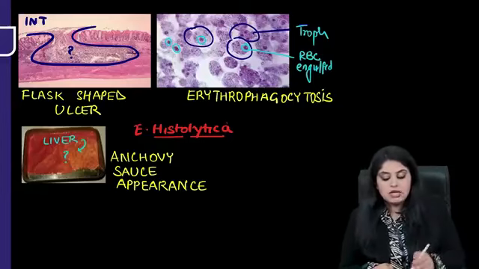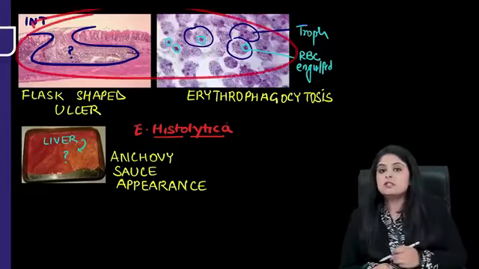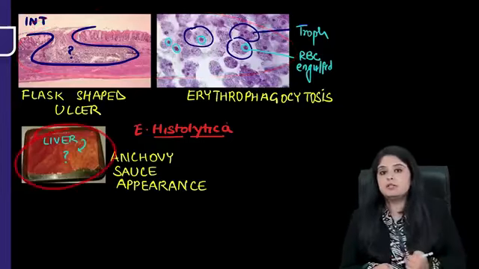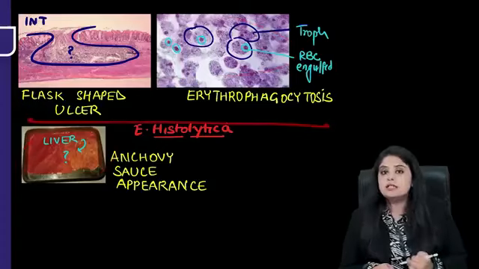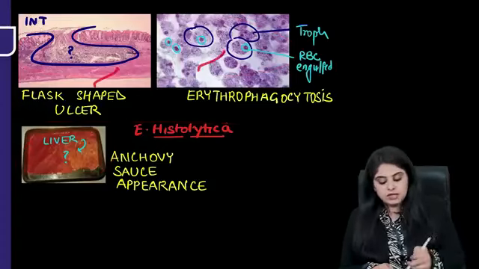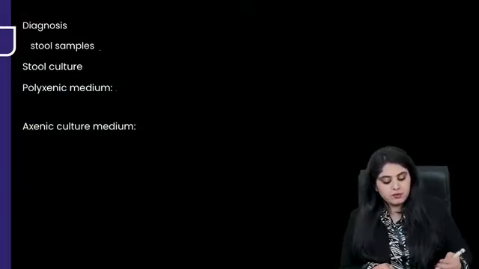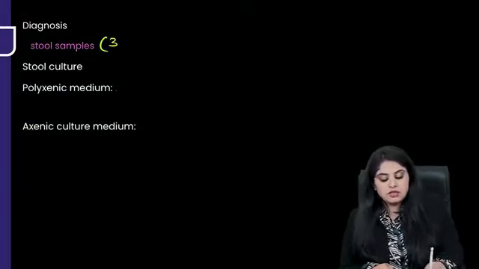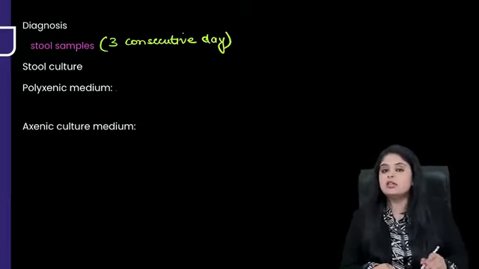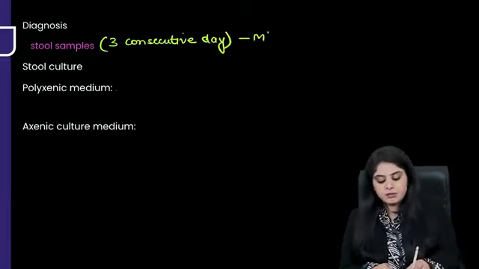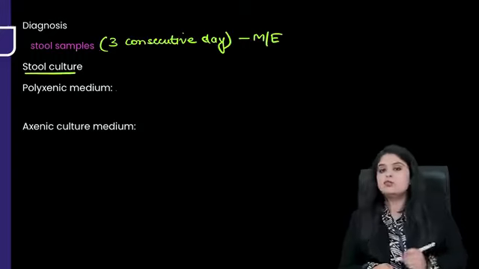So if they ask you how to do the diagnosis of intestinal amoebiasis versus liver amoebiasis, first let me tell you the intestinal amoebiasis. In the intestine, what will you do? You are going to take a stool sample from the patient. How many stool samples should you take? 3 consecutive days. You should not go for a single stool sample. Samples from 3 consecutive days are taken, and you can either do a microscopic examination or go in for a stool culture.